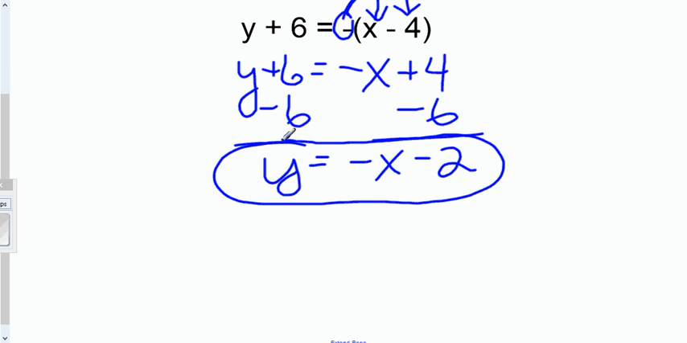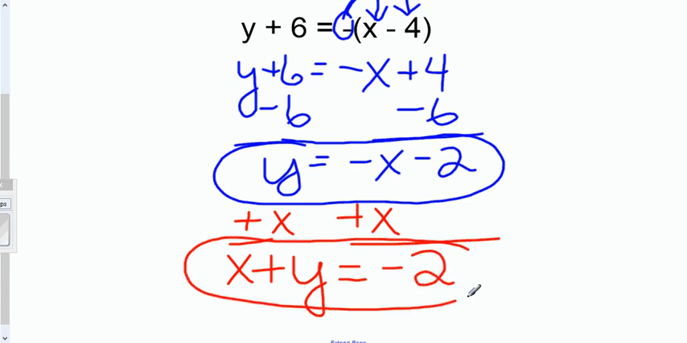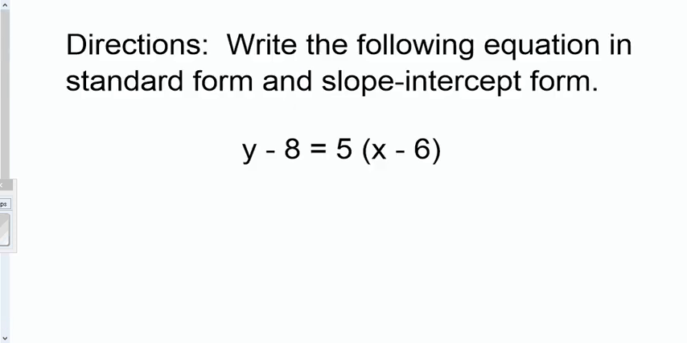Now I want all of the x's and y's to be on the same side for standard form, so I'm just going to add x to both sides here. That's a nice easy one. So here I'm going to have x plus y. Again, we want x term first. x plus y equals negative 2. And that's our standard form. Right, for this one, I would like for you to pause and try it on your own, and then hit play when you're ready to check to see if you did it right.